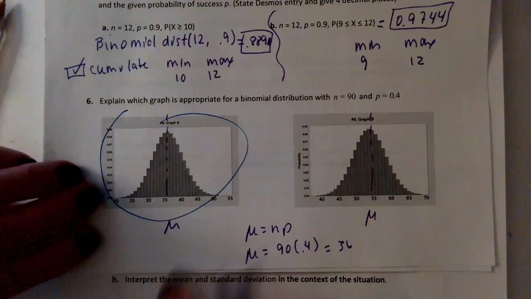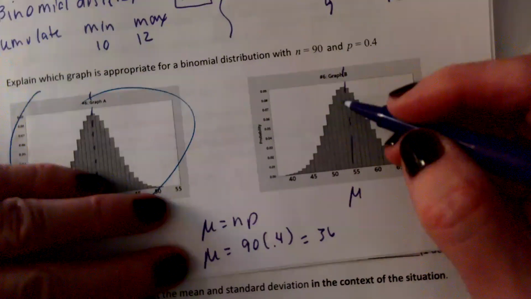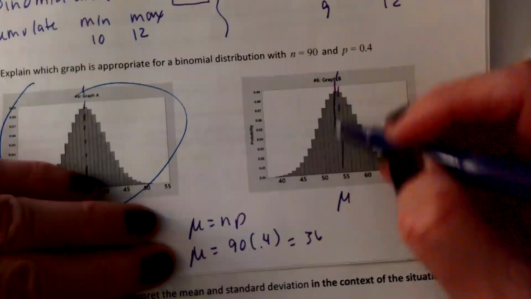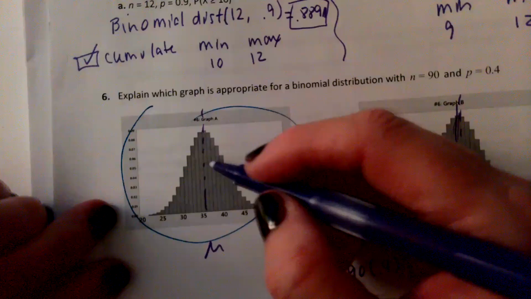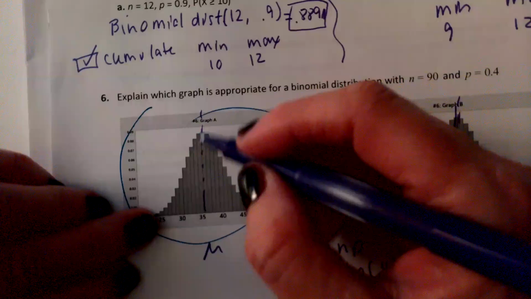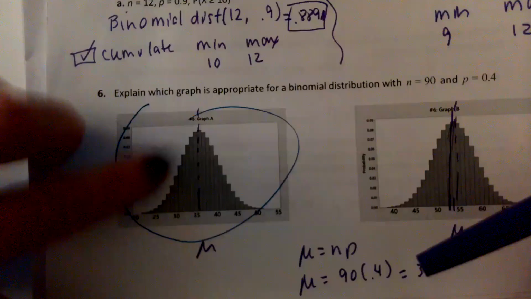And this graph here, this one, it looks like the center of the mean is at about maybe 53 or so. This one definitely looks like it's at 36. So that's why it's graph A.